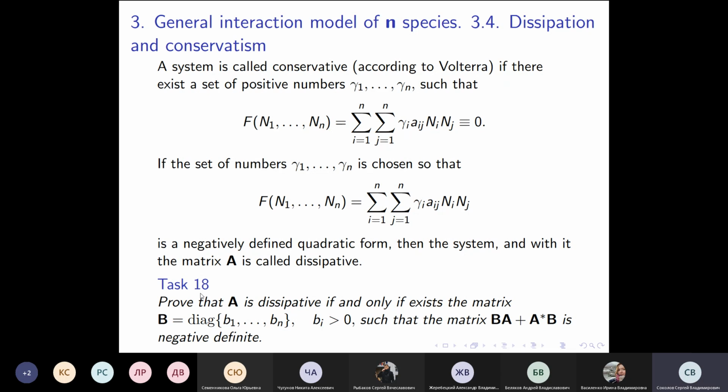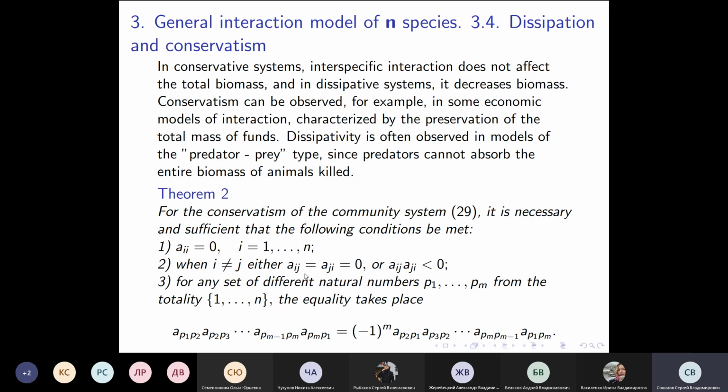And there was a task to prove this for dissipative matrices. Next one. So, in conservative system, as I said, the interaction doesn't affect the total biomass, and in dissipative system, the biomass decreases.